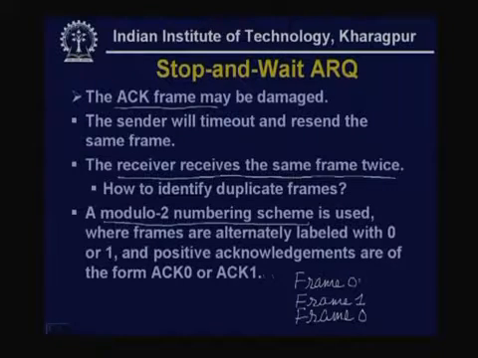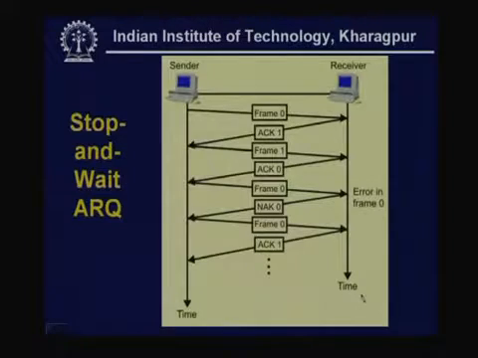Similarly, the acknowledgements are also numbered in this way. For example, as an acknowledgement of frame 0, it will be ACK 1, and as an acknowledgement of frame 1, it will be ACK 0, and then again the acknowledgement of the next frame 0 will be ACK 1. So, this is how it goes on, and this is shown with the help of this diagram.